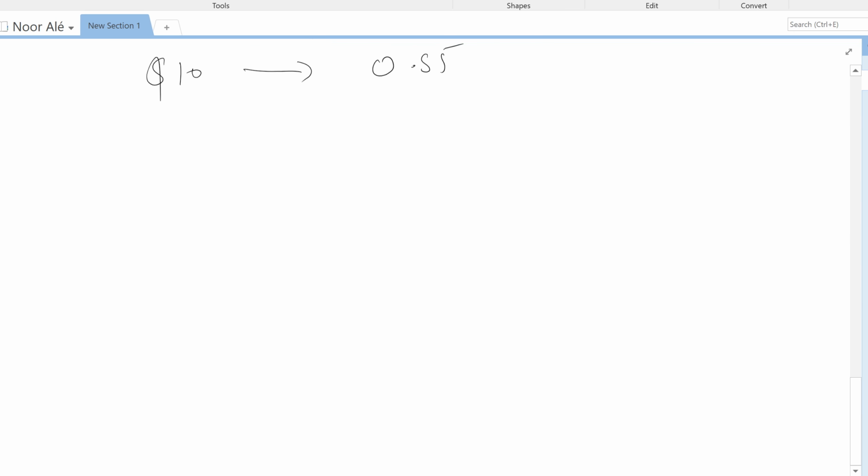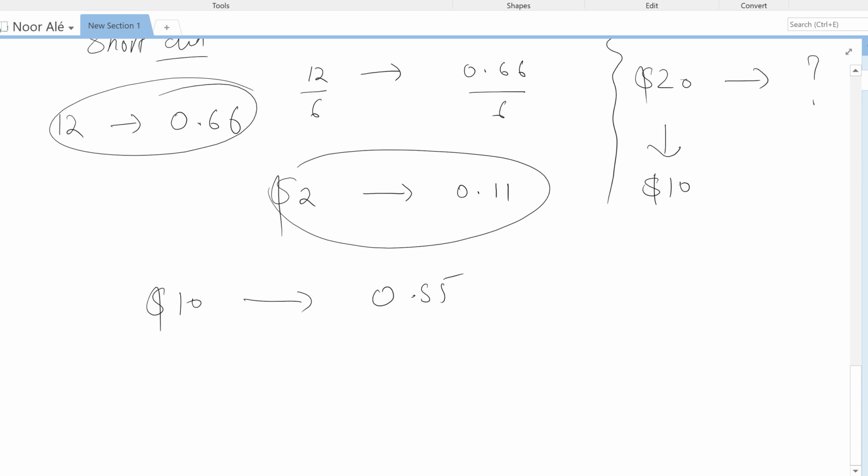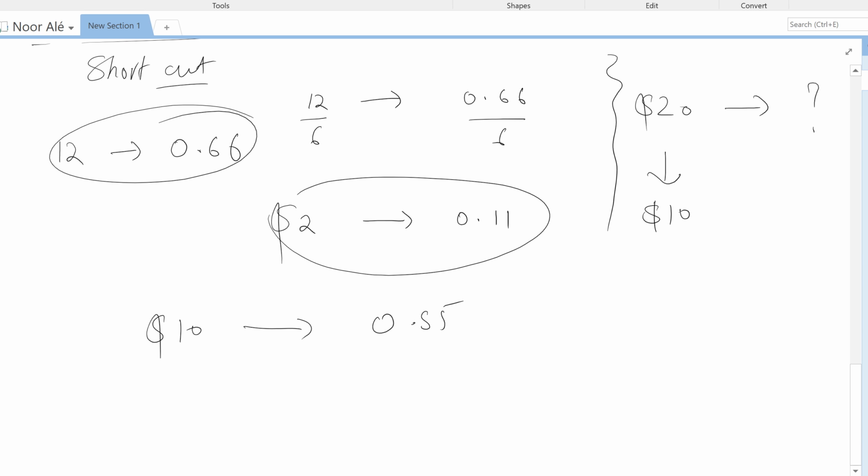Got it? Wow. Yeah, so it's a shortcut, like it's next level thing. Yeah, no, I think that's too advanced right now for me. That implies that for $20, I multiplied both sides by 2, and your answer is $1.1. That's very advanced thinking.